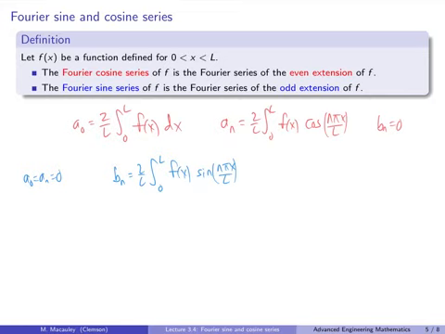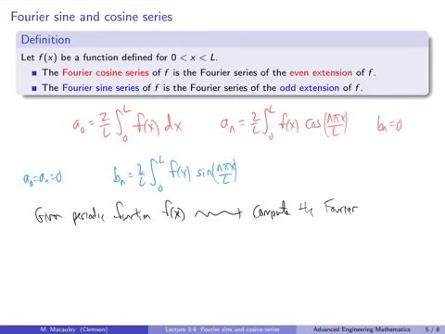I cannot just give you a function and say, compute the Fourier series of this, and now compute the Fourier cosine series or the Fourier sine series. These are different things. If I give you a periodic function f of x, I can tell you to compute the Fourier series of f of x. That makes sense. It does not make sense to say compute the Fourier cosine series or the Fourier sine series.